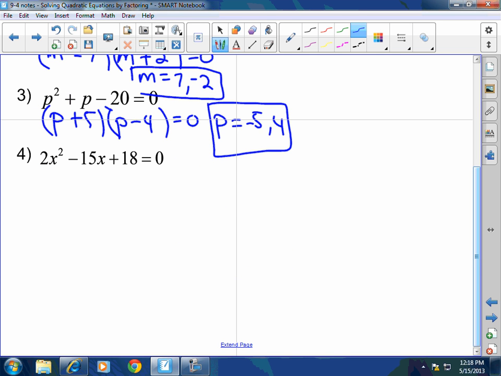Last but not least. Oh, Cuban method or table method? I'm going to do the Cuban method. If you like the column method, do it. So, 2x, 2x. 2 times 18 is 36. What times what is 36, but when added together is -15?